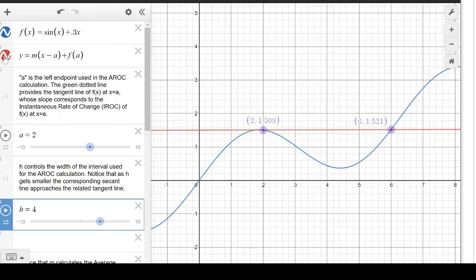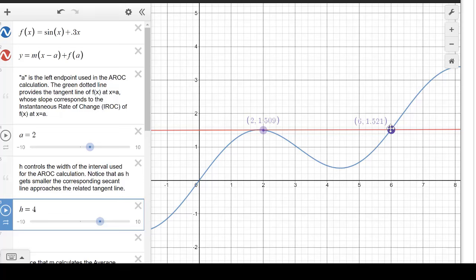With the introduction of the limit, what we're doing is taking the limit of the average rate of change as our width h, what we sometimes call delta x or delta t, approaches 0. So what are we doing? We're letting that width shrink down about some point. Let's say we'll call a our point of interest.